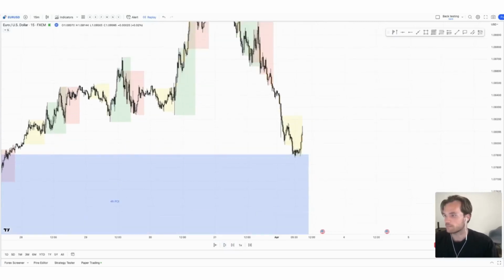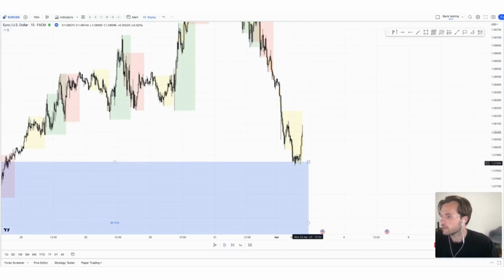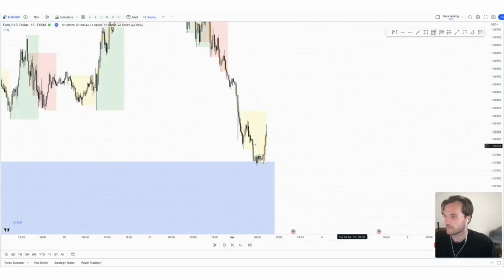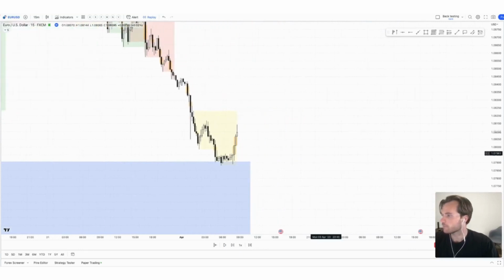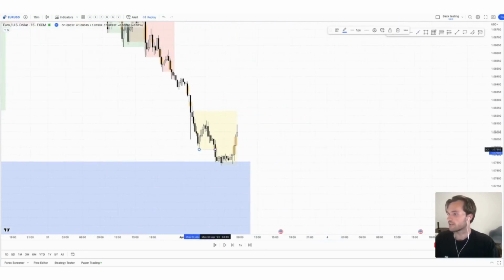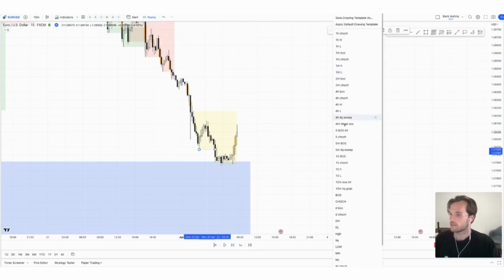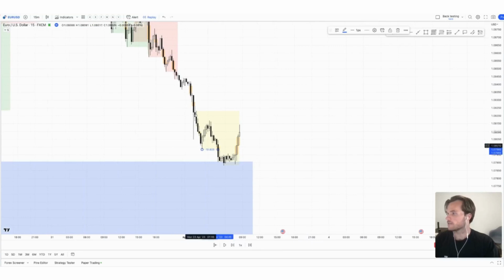Let me just pause that now. So this is that area. We've got literally the tiniest little tap in. If we're going to look at some structure, we had a 15-minute break here. So it's just a grind down over the weekend.